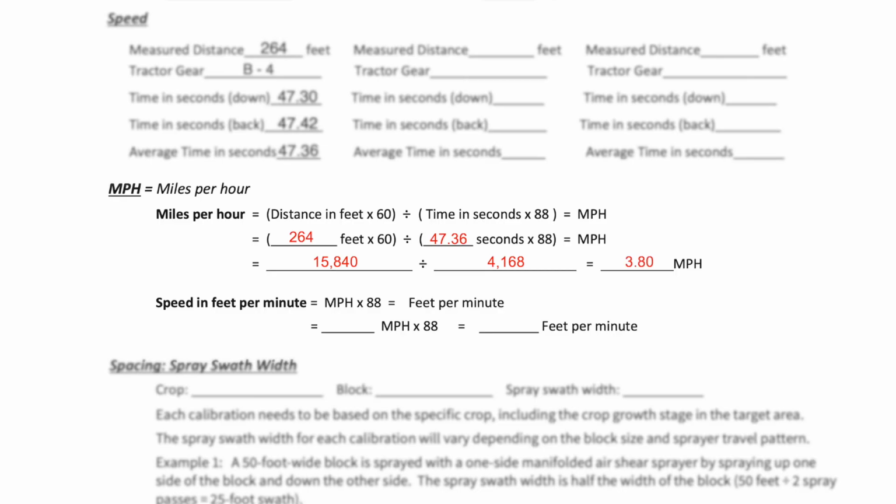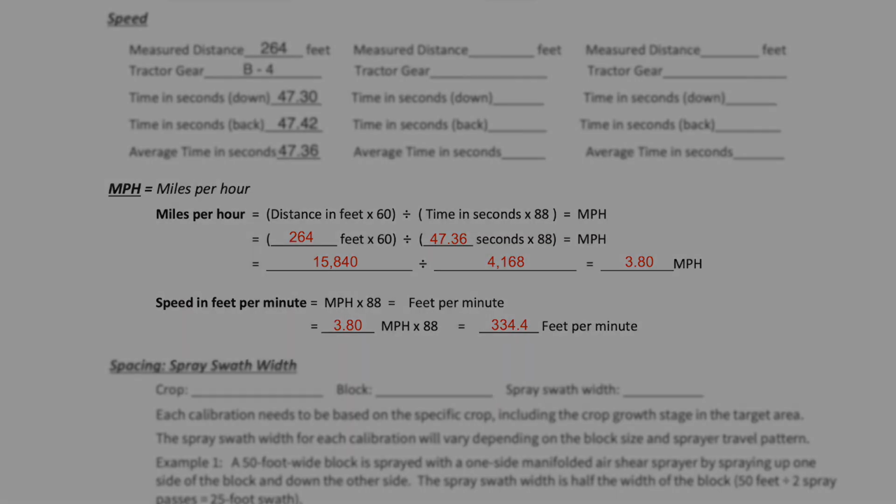Then multiply the miles per hour number by 88 to arrive at the feet per minute being covered by the tractor and sprayer. This comes to 334.4 feet per minute in our test.